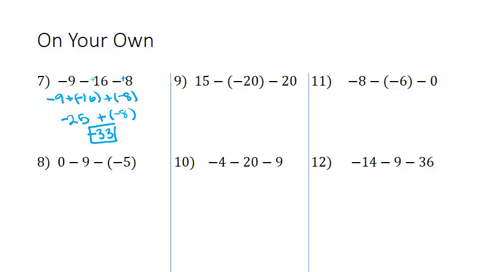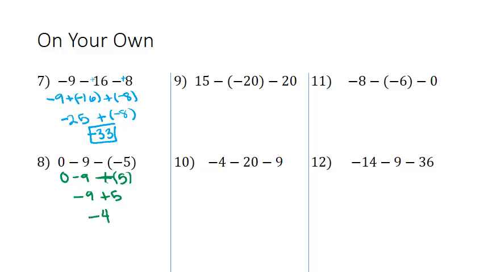Then for problem number 8, we can see we have 0 minus 9 minus a negative 5. That minus a negative is going to turn into a positive right here. So we can say, okay, I have 0 minus 9 plus 5. Well, 0 minus 9 is going to end up being negative 9. So negative 9 plus 5 is going to be negative 4.